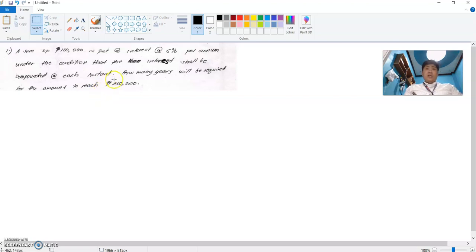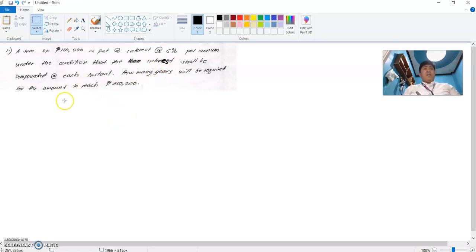So, let's see, how many years will it take to reach 200,000, given the condition that the money earns interest of 5% per year, per annum. So, per year, under the condition that the interest shall be compounded at each instant.